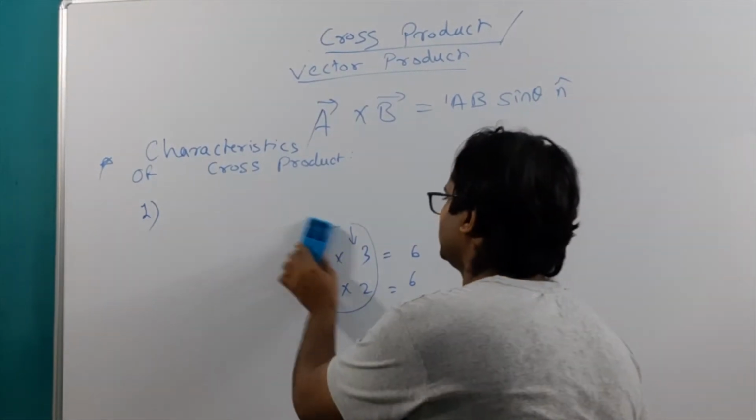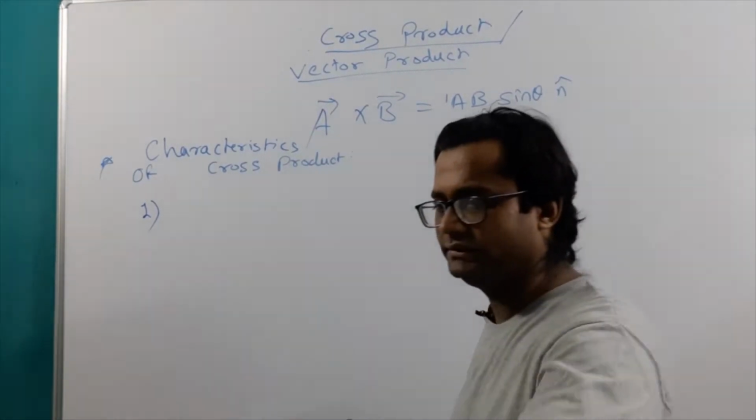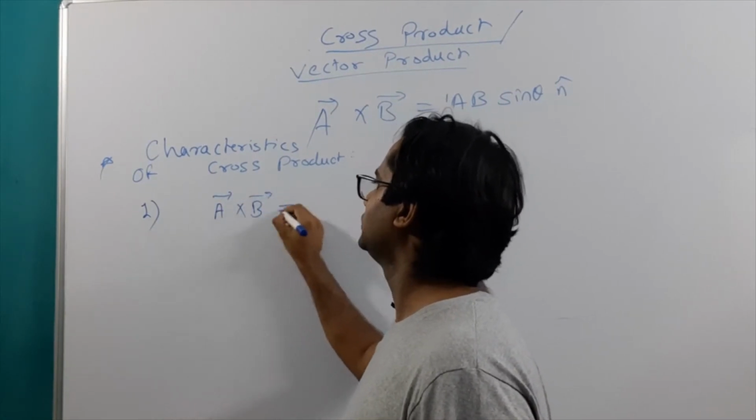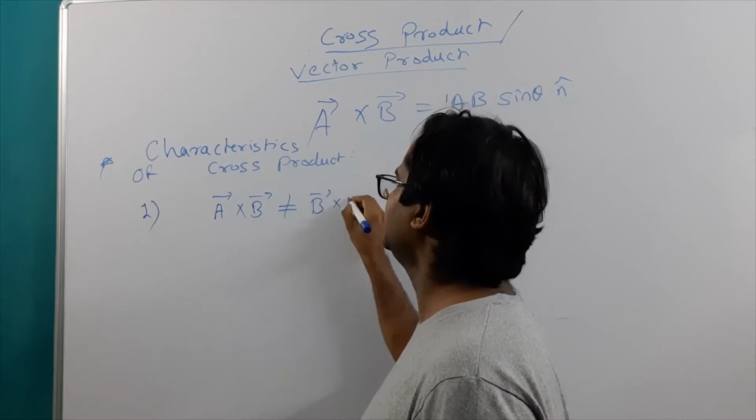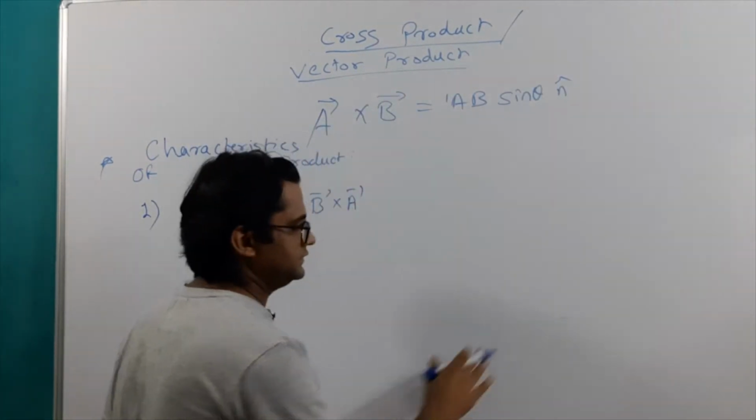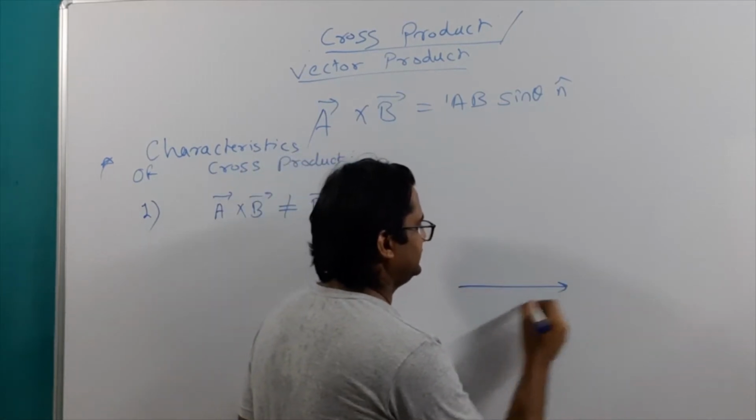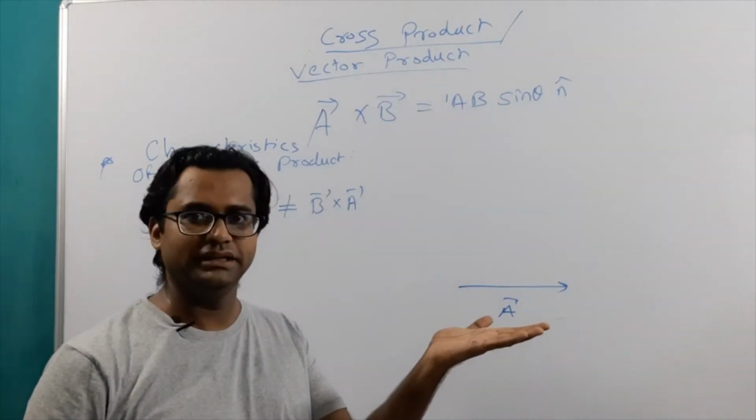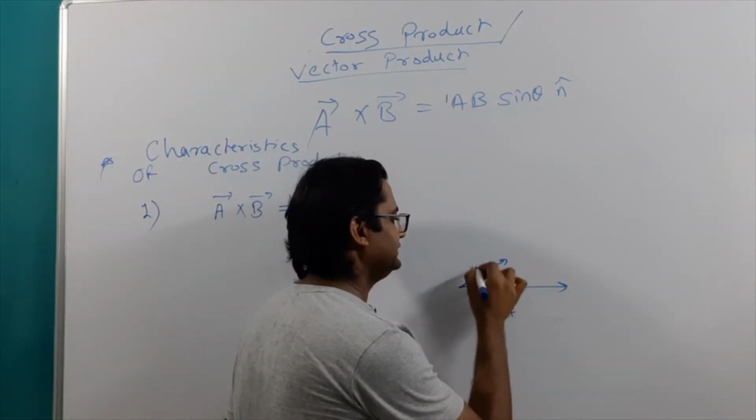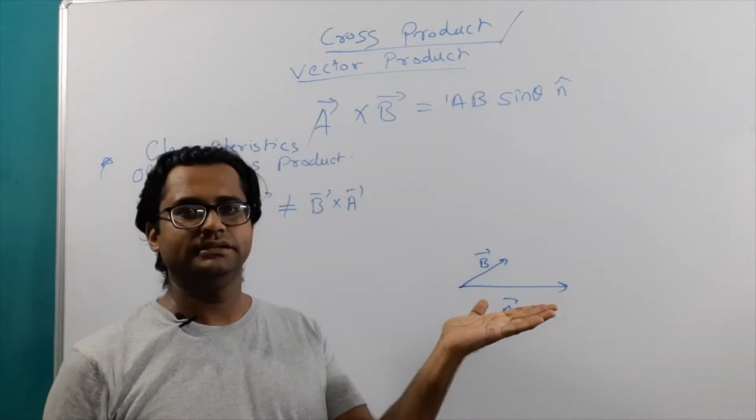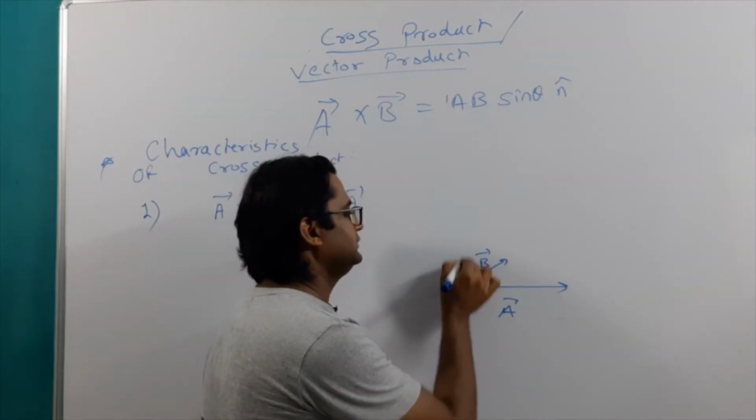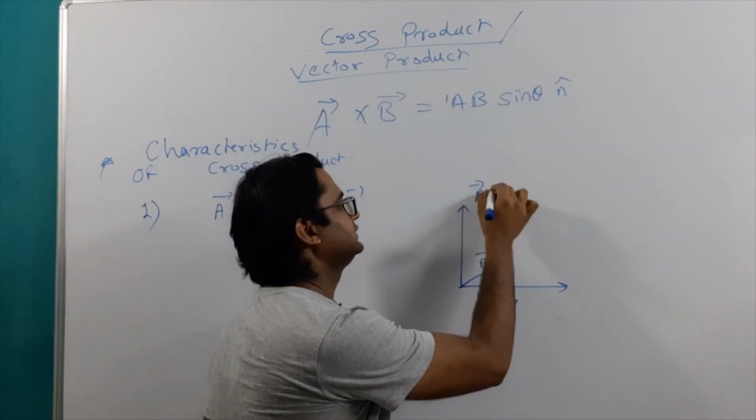If we consider cross product of vectors, then a bar cross b bar is not equal to b bar cross a bar. Why is this not equal? Let us understand the situation. I have this vector a bar in the plane of my hand, and another vector b bar in the same plane, and the cross product of a bar and b bar, a bar cross b bar, will be like this.